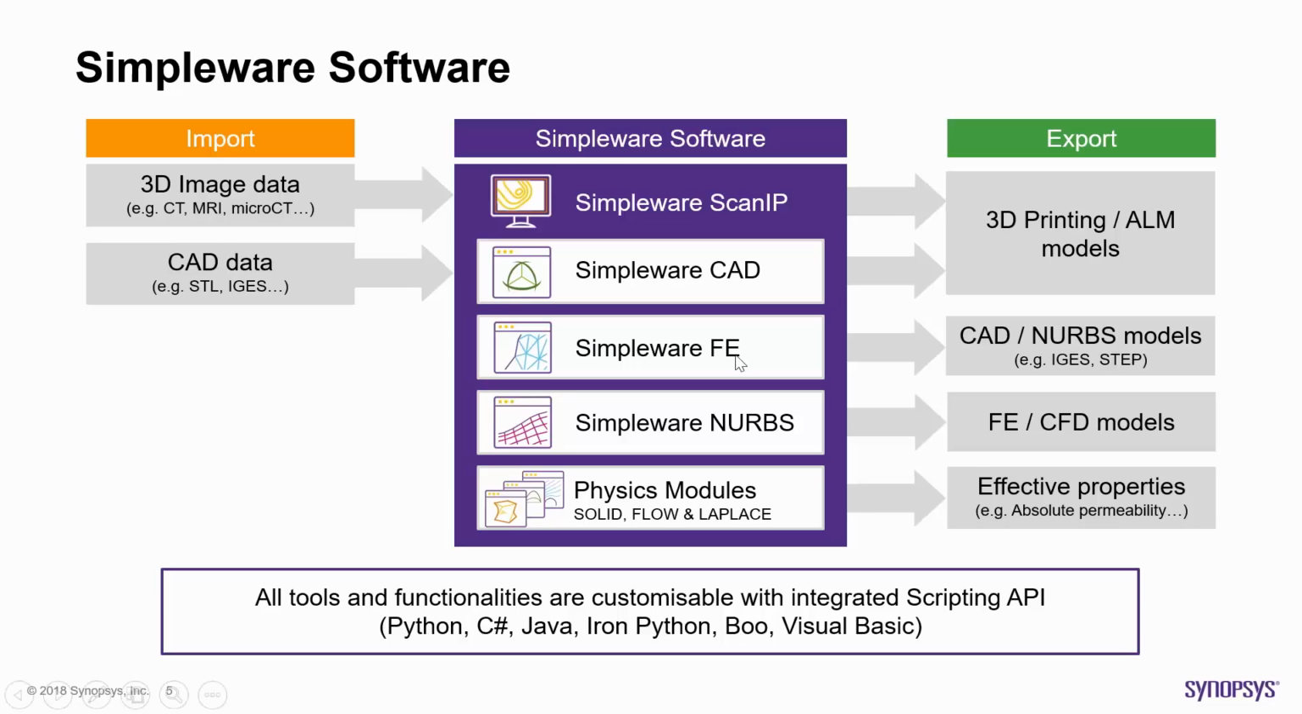And then we have our FE module, which is pushing out high quality, watertight simulation models. NURBS is going to give us an IGES or STEP type file. And then on the back end of it here, we're able to output really high quality STL models for 3D printing purposes, design, simulation, so on and so forth.